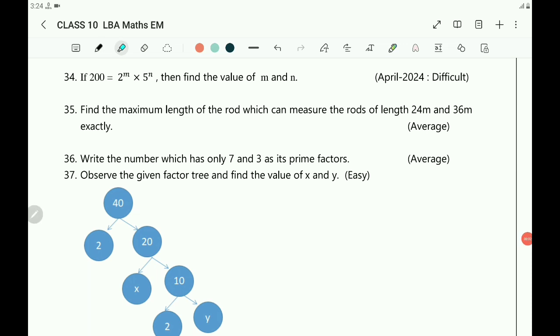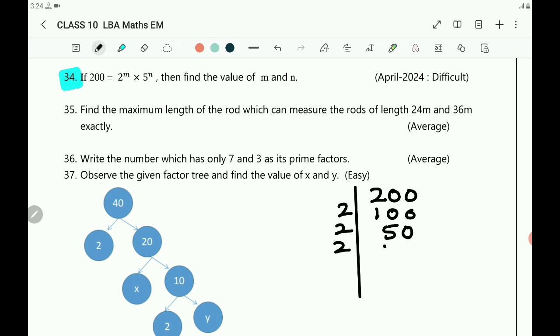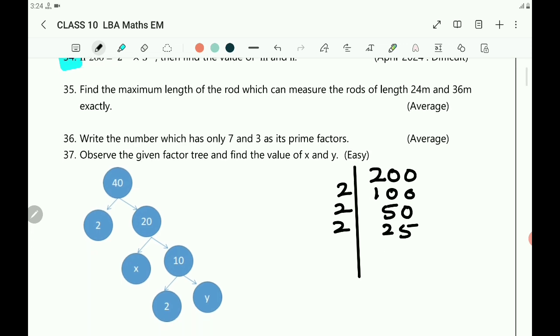Next, question number 34. If 200 equals 2 power m into 5 power n, then find the value of m and n. Again you factorize 200. Express it as a product of prime factors. Take 200. Divide it by the first prime number 2. 2 1s are 2. Again 2 50s are 2 5s are 10. Then 2 25s are 50.